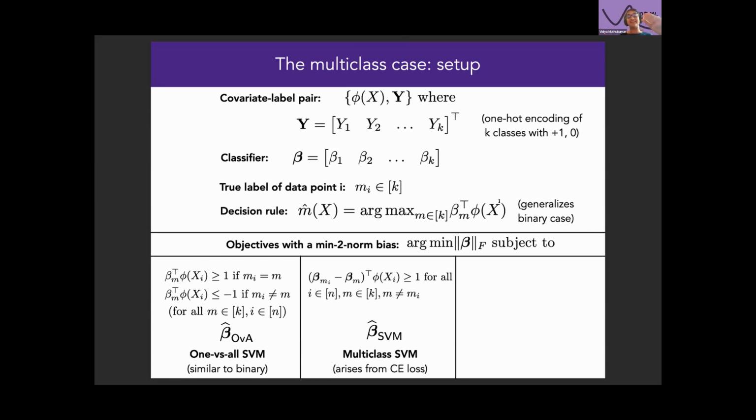Also, the multi-class SVM case does not have quite as neat a primal dual relationship as we saw for the binary case. And of course, finally, we can look at the MNI, which arises from the squared loss, and the MNI would do something like interpolating these one-hot encoding labels.